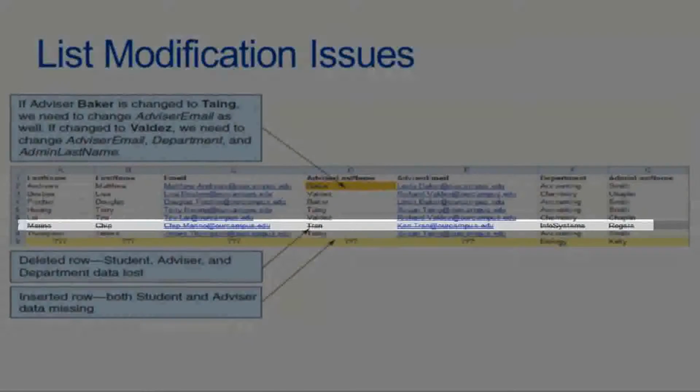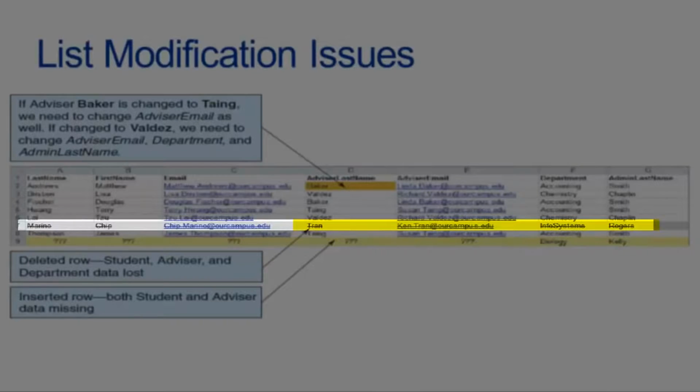Next, let's look at a deletion problem. Imagine that our student, listed here as Chip Marino, decides to drop out of the university. So we need to remove Chip from our list of students. Now look what happens if we delete this row of data. When the row of data is deleted, not only do we lose the student's information, but we've also lost information about the advisor and the department in which that advisor works.